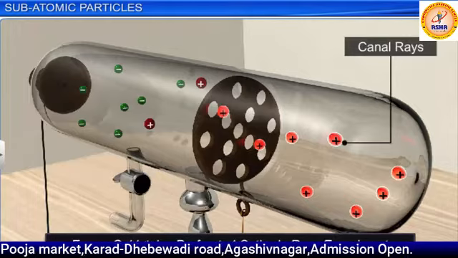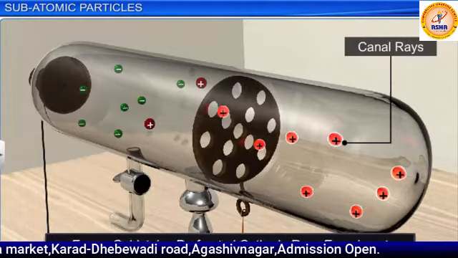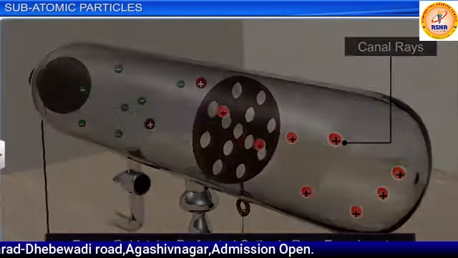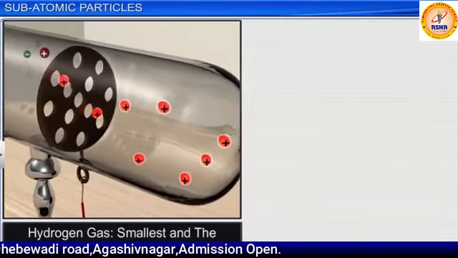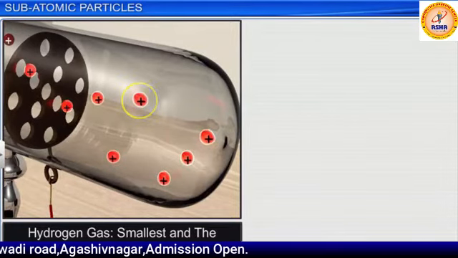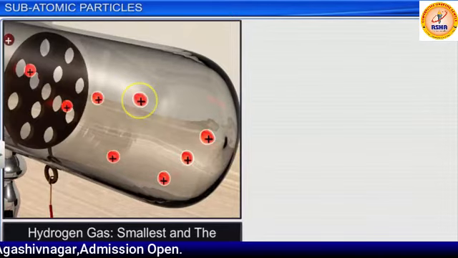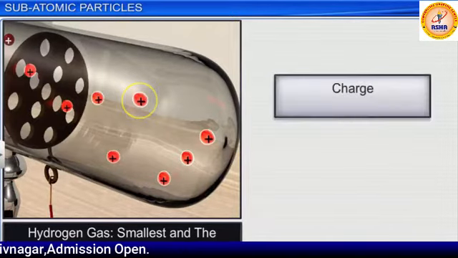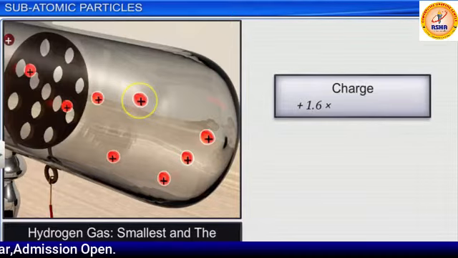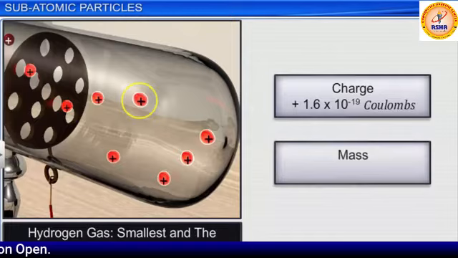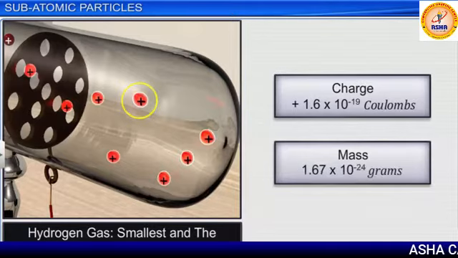They consisted of positive ions, whose charge and mass values depended on the gas inside the discharge tube. Hydrogen gas produced the smallest and the lightest positive ions, with a magnitude of charge same as that of an electron, but with a positive charge, that is, +1.6 × 10^-19 coulombs, and a mass that was found to be similar to that of a hydrogen atom, that is 1.67 × 10^-24 grams.